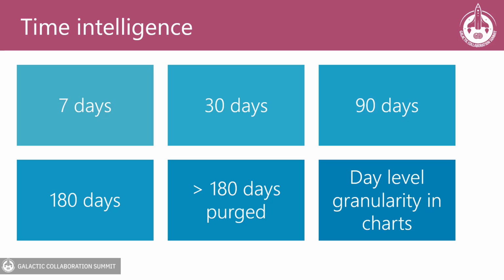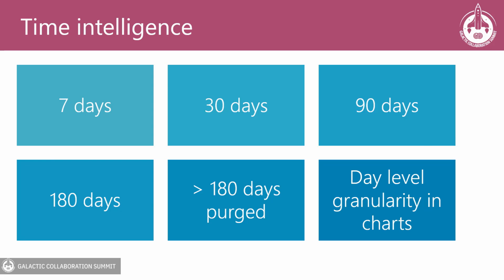Now, I talked a little bit before about time as an important dimension, and you can see what you can get out of these reports: 7, 30, 90, and 180 days as mentioned. After 180 days, however, your data is gone. It's purged. There's no way to get it back. You can get day level granularity, but only in the charts. As you saw before in the table down below in the pages, you didn't get that level.